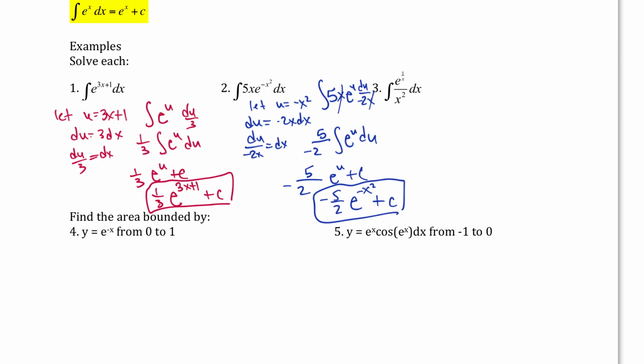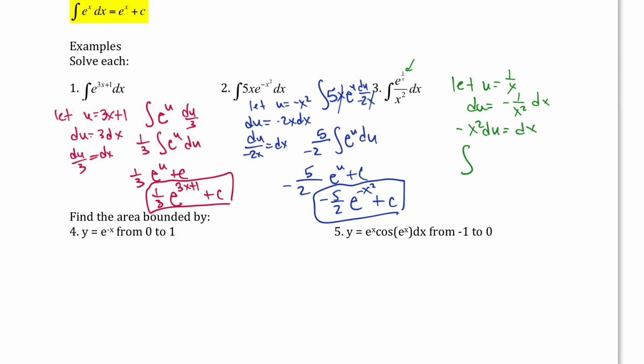Our next one, let's take a look at what we can do. And over here, I'm going to let u equal this 1 over x, this part right there. So du equals, over here, this is going to be negative 1 over x squared dx. So I end up with negative x squared du equals dx.